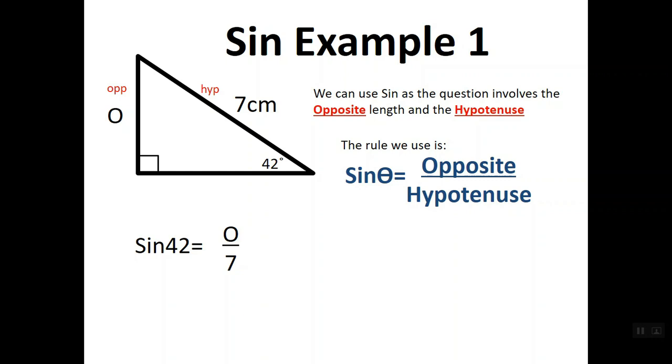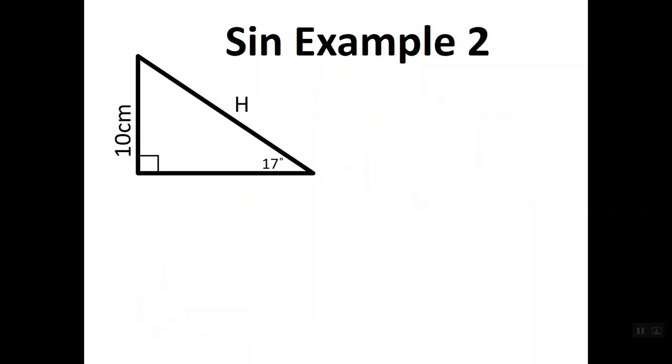How do I do that? I multiply both sides of the equation by 7. When I do that, I should get 7 times sine 42 degrees equals O. And then all I need to do is get a calculator and input that in. When I do that, I get an answer of 4.68 centimeters, correct to 2 decimal places. So what I'm saying is that my opposite side is approximately 4.68 centimeters. Okay, let's look at a second example now.